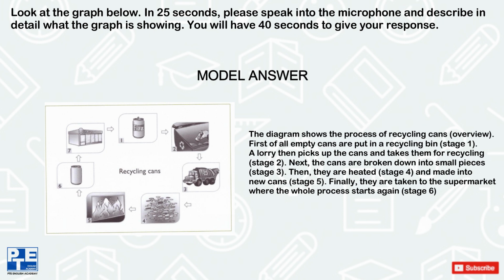The diagram shows the process of recycling cans. Overview. First of all, empty cans are put in a recycling bin. A lorry then picks up the cans and takes them for recycling. Next, the cans are broken down into small pieces.